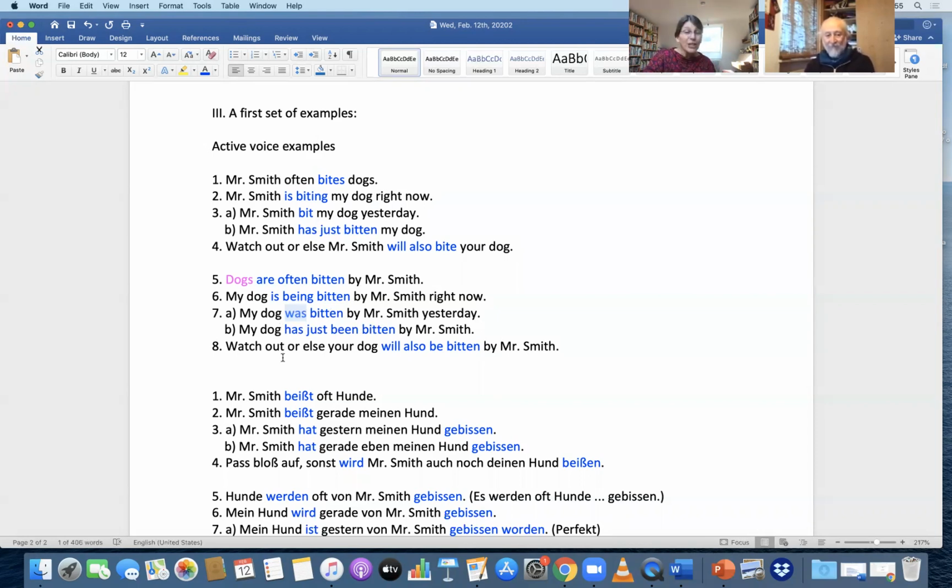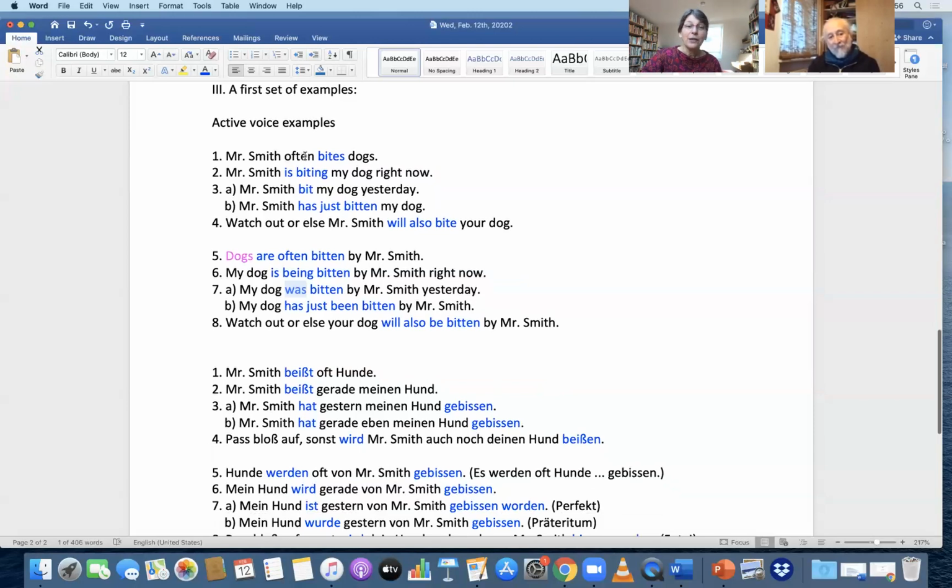Watch out, or else your dog will be bitten by Mr. Smith. We have the will future, which consists of will plus the infinitive in the active voice. We use will be, which is to be in the future tense, plus the past participle. So here we have the future tense and it ends with the past participle because it's the passive voice. Now we'll look at the same thing in German, shall we?